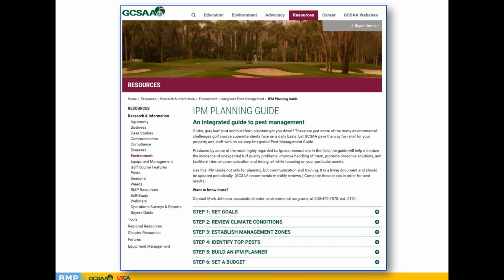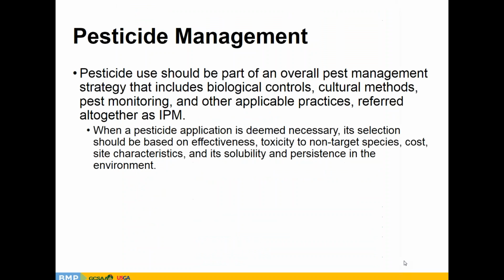There are a lot of tools at gcsaa.org. If you look under the resources tab, the IPM planning guide is a very robust tool that has been updated and revised. This is a great place to link within your BMP manual to these various tools and guides that are available. This is also a major initiative of GCSAA, and over the next several years, additional tools are being developed that will allow the superintendent to better comply with the BMPs in place. So the IPM side of the equation focuses on managing the pests.